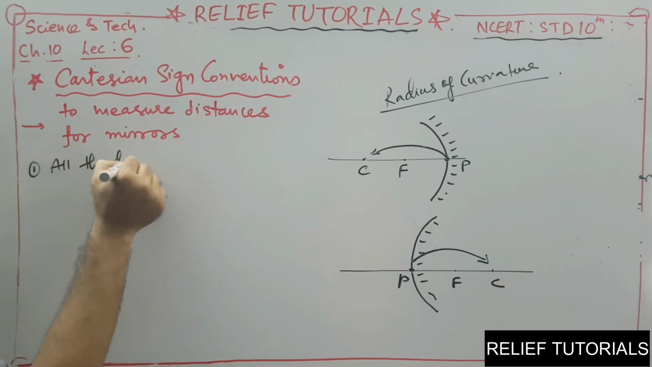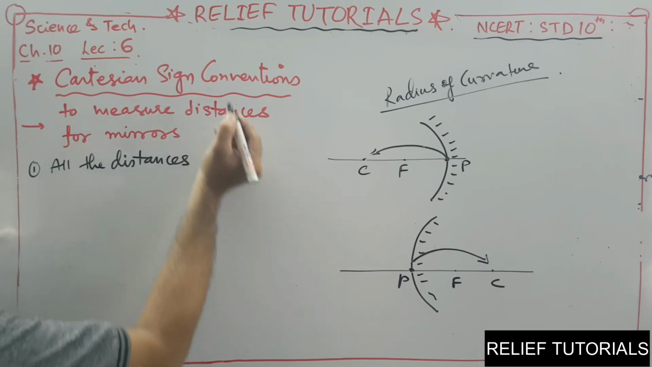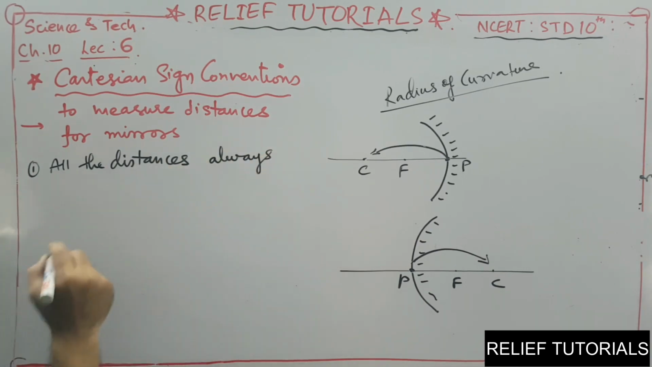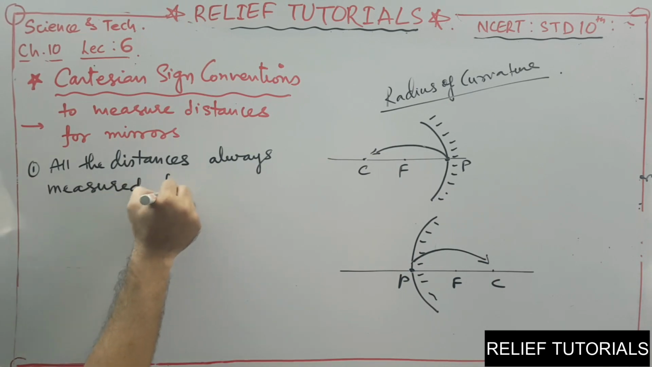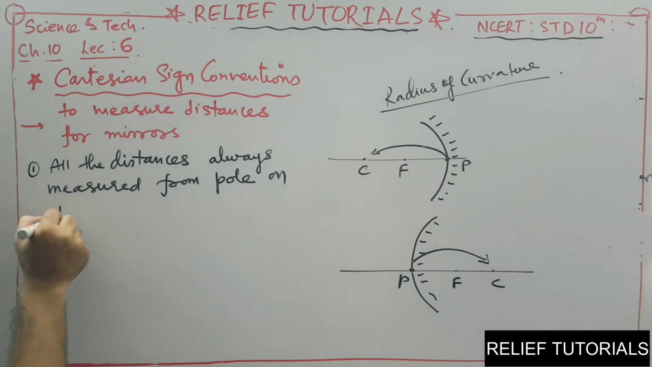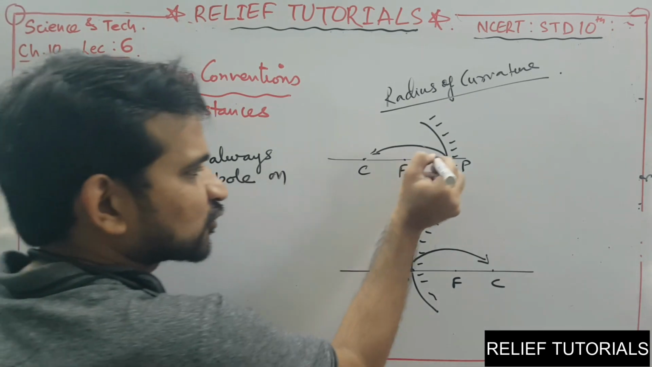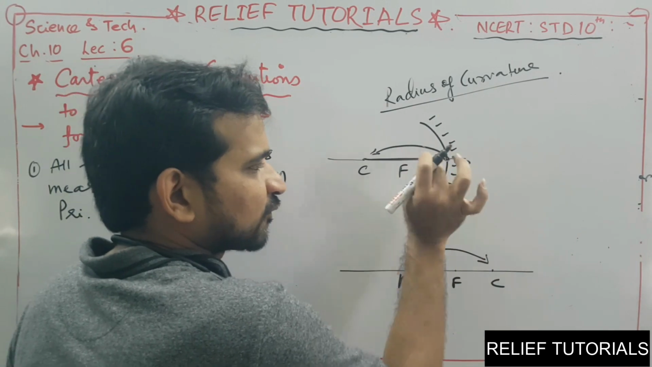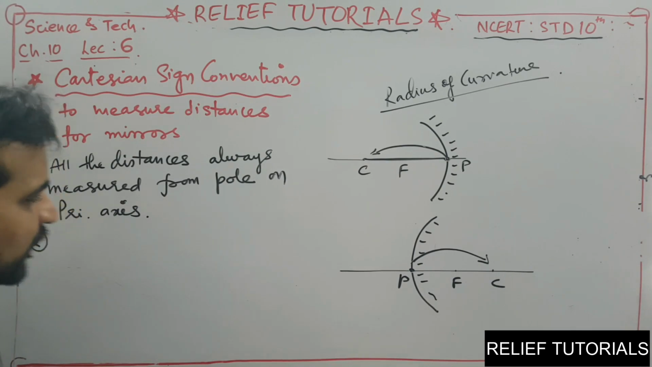Rule number one: all the distances are always measured from pole on principal axis. The distance should always be on principal axis, means straight distance you have to measure, and always measured from pole. Second rule, listen to me carefully.